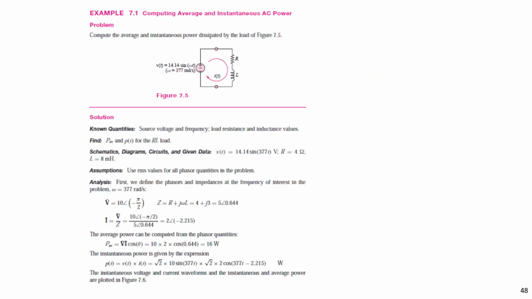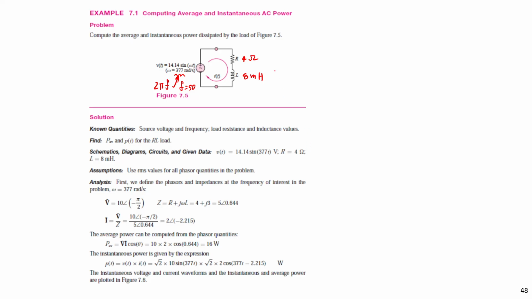Okay, this is another example. We have a sinusoidal voltage supplied to an R and L circuit here, and we want to compute the current i(t). The voltage is 14.14 sine omega t, where omega is 377 radians per second. So omega is 2 pi f, and here f is equal to 50. R is 4 ohm. L is 8 millihenry.